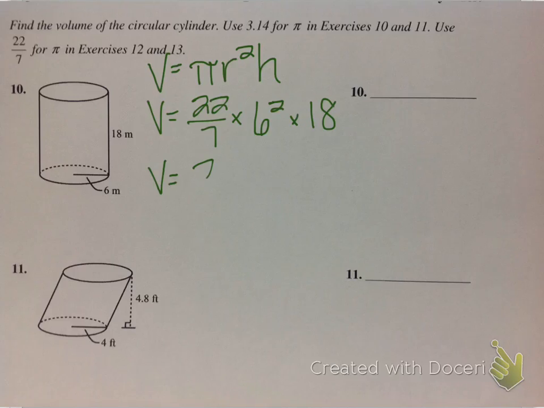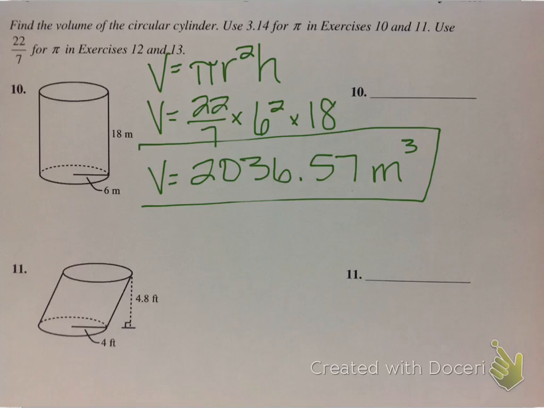And I get 2,036, and I'm going to round it to 2 decimal places. And my units would be meters cubed. And there's my volume.